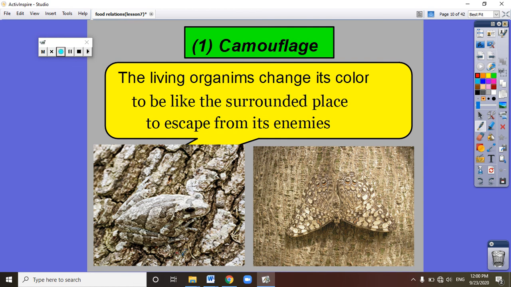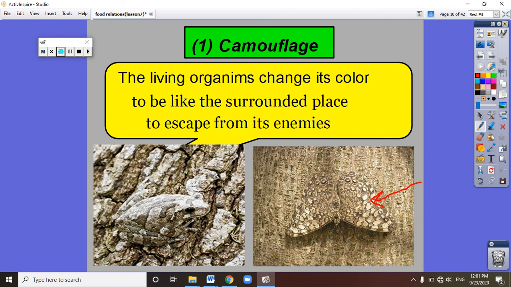Okay, can you see this frog? This frog takes the same colors as the surrounding environment around it. And this butterfly here also takes the same colors as the surrounding environment. Why do these two animals do this? To escape from their enemies. Why? If they do camouflage, as you can see in these two pictures, it will be difficult for their enemies to see them and devour them and attack them.